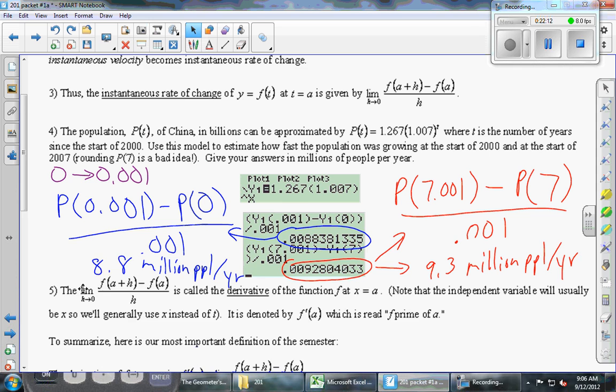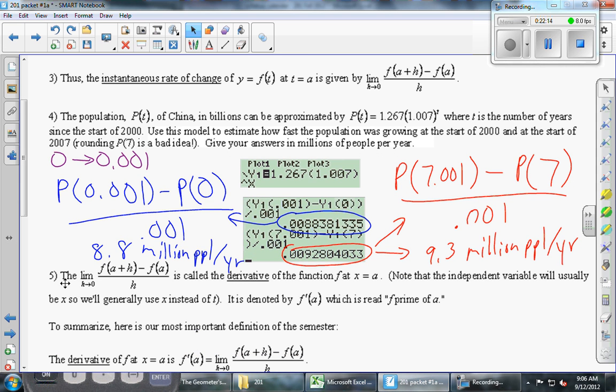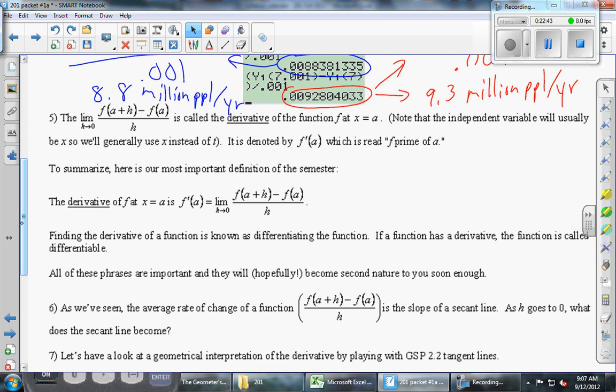Okay. All right, let's go to number 5. We'll go here to Kevin. The limit as h goes to 0 of f of a plus h minus f of a over h is called the derivative of the function f at x equals a. Note that the independent variable will usually be x, so we'll generally use x instead of a. It is denoted by f prime of a. We read it f prime. Okay. So that right there is the definition of the derivative.